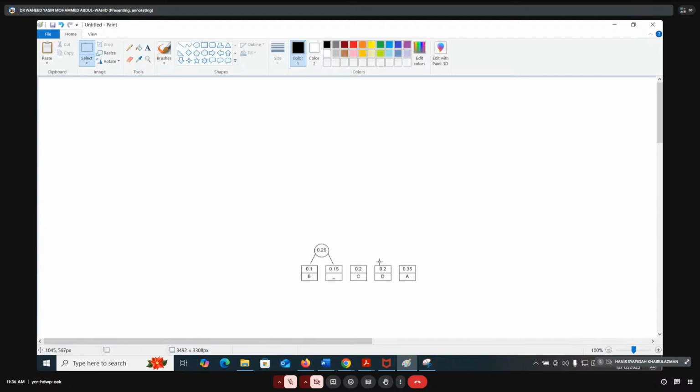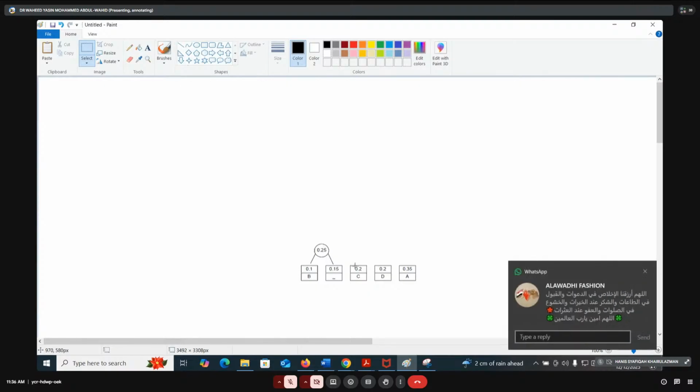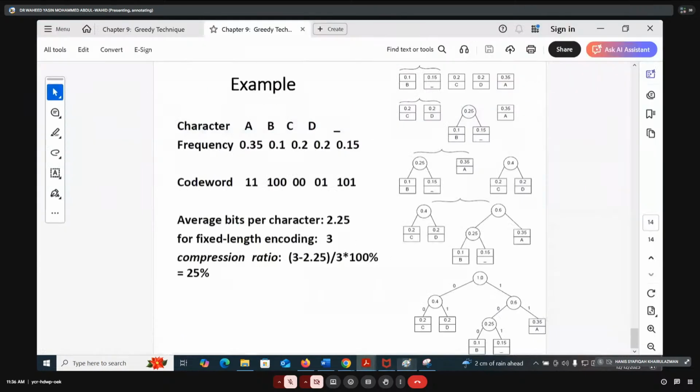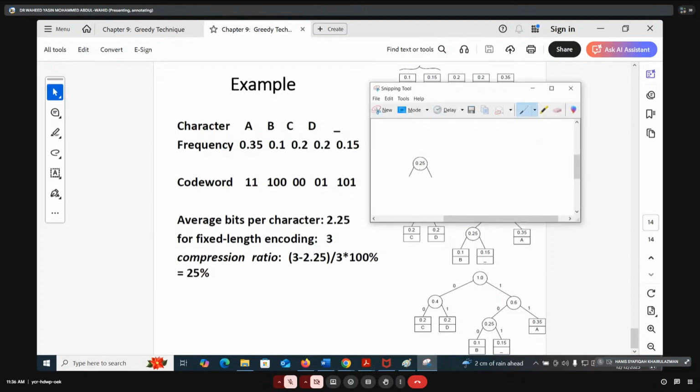So I will make these two points. I just want to combine the two nodes with the minimum value. Here 0.25 with 0.2 is 0.45. 0.2 with 0.2 is 0.4. So I will make 0.4 here.